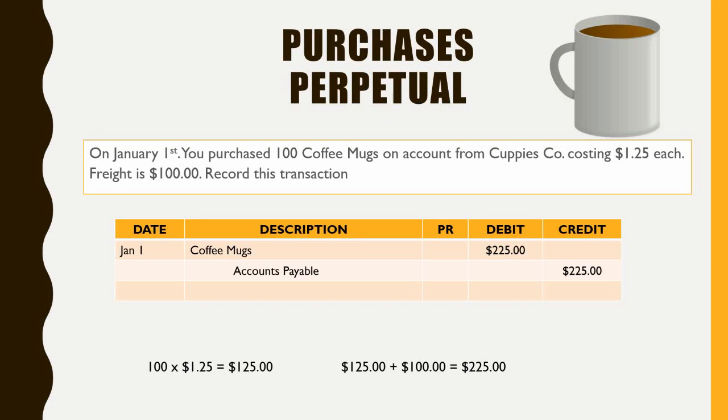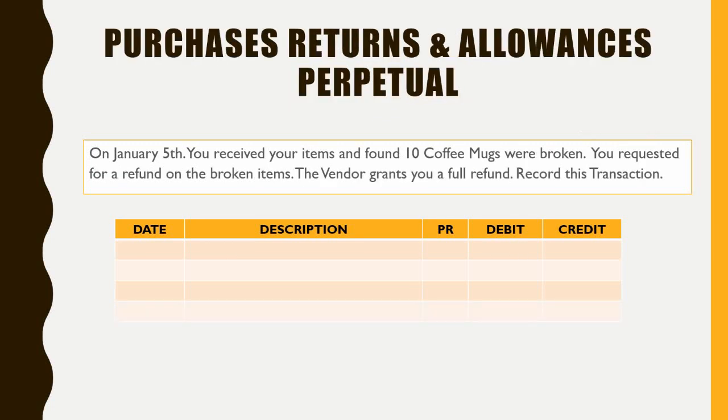Now let's go ahead and move into scenario 1. What happens when on January 5th you received the items and found that 10 of those coffee mugs were broken? And you request a full refund for the broken mugs, and the vendor grants you a full refund. So how do you record this transaction?